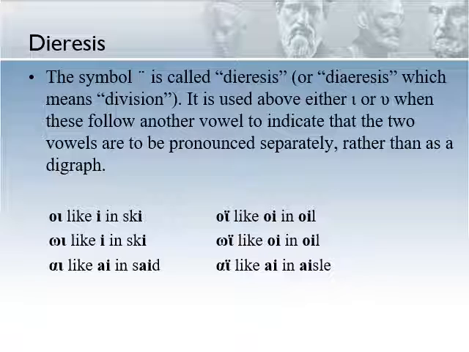What about alpha iota? Well, as a digraph, alpha iota is pronounced like the short E sound, like AI in said, "eh." But put a diaresis over the iota, and that makes a big difference. Now the two vowels are pronounced separately, "ah-E," like AI in the word aisle. In aisle, the AI are both pronounced, A-E-L, aisle.